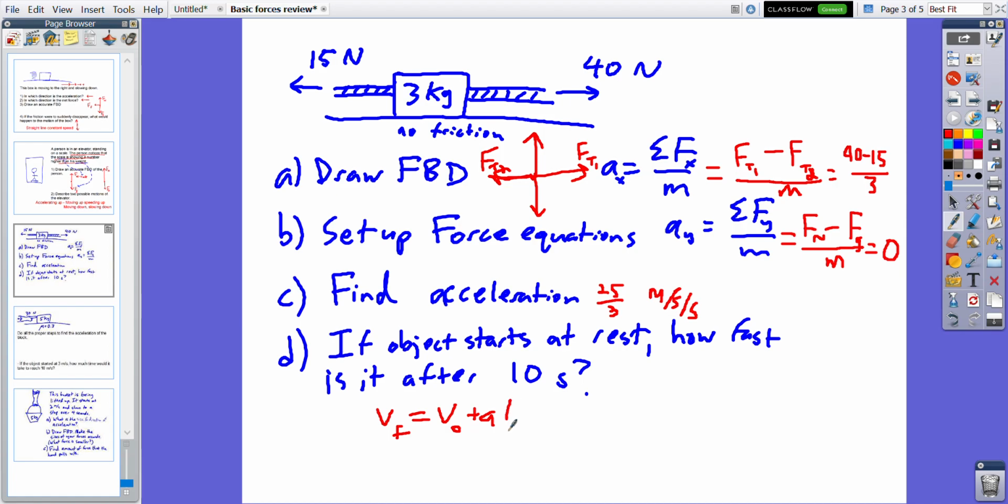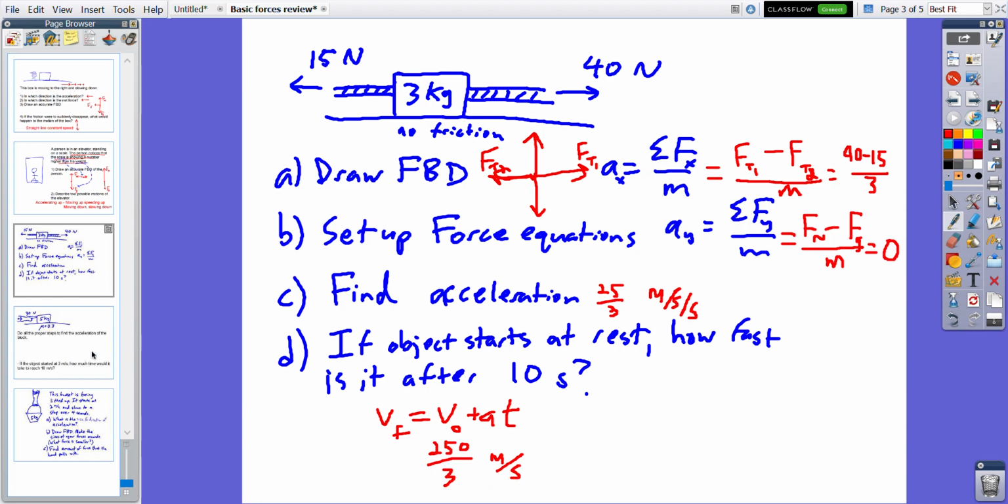And I plug in my numbers. Starts from rest, so that's 0. V final is what I'm looking for, a is my acceleration and t is my time. Then I can solve this out, and I will get 250 over 3, whatever that is. If you did this in decimals, it's fine. I just don't feel like taking out my calculator right now, so I'm just going to leave it as a fraction. Okay.